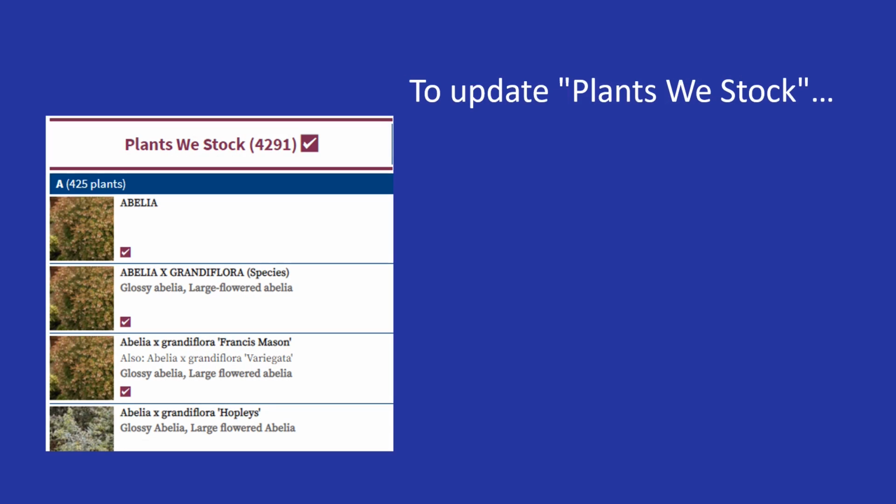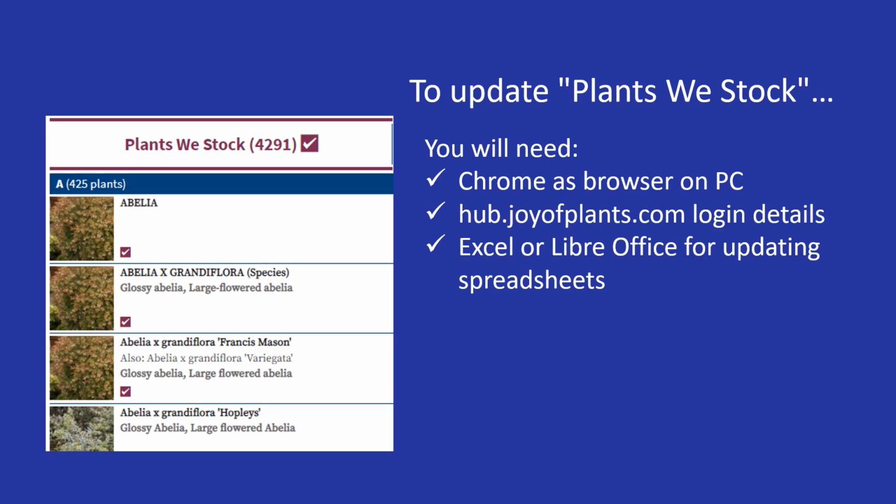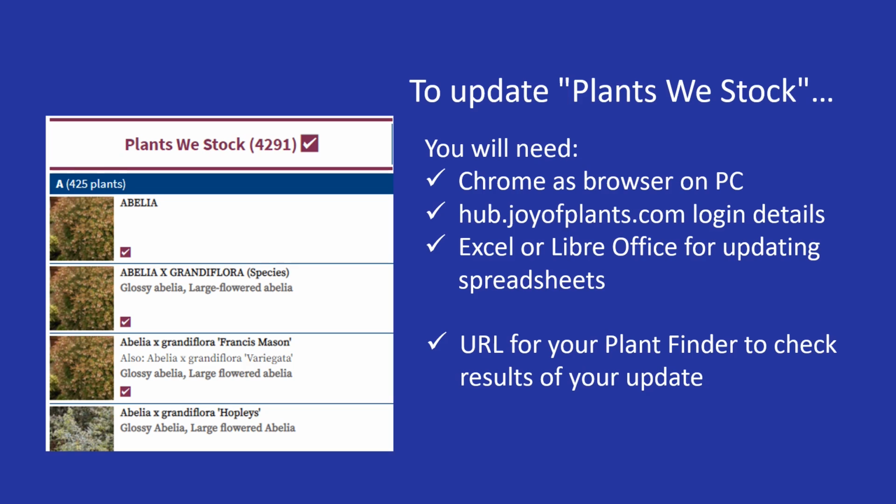To update the plants we stock list, you will need Chrome as the internet browser on your PC, your hub.joyofplants login details, both the username and password, and Excel or LibreOffice as the program for updating the spreadsheet. And finally, the URL for your Plant Finder to check the results of your update.